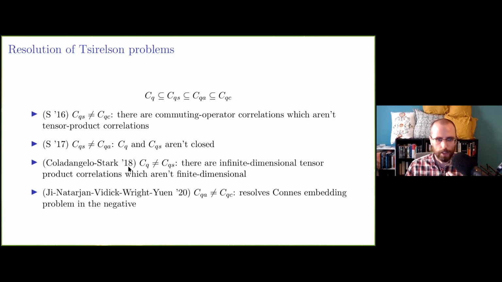Coladangelo and Stark in 2018 proved that CQS and CQ are different. So there are infinite dimensional tensor product correlations which aren't finite dimensional. And finally, the big one last year, Ji, Natarajan, Vidick, Wright, and Yuen proved that CQA is not equal to CQC, resolving the Connes embedding conjecture. So we actually know that all these sets are different now. As opposed to Tsirelson's original idea that these were all the same, it turns out to be exactly the opposite. But if he hadn't asked these questions and created the study of these things, we would never have known about them.